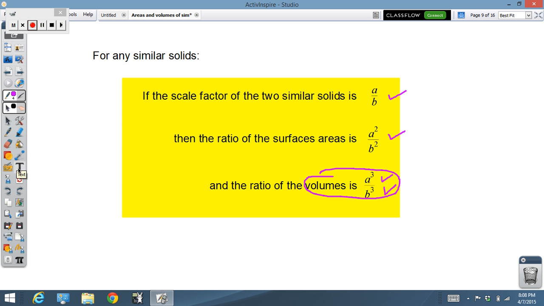All right, so that's important, folks. A over B for the scale factor, A squared over B squared gives us the surface areas, and A cubed over B cubed gives us the volumes. So let's show you how this works.